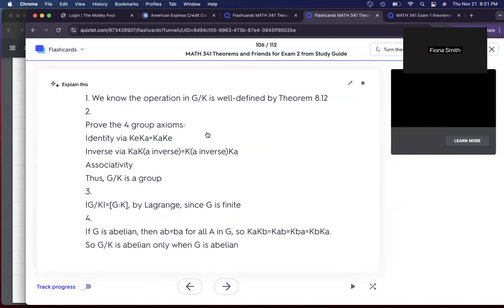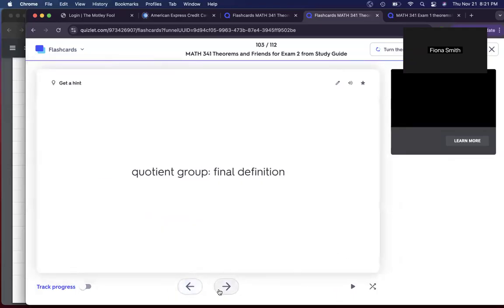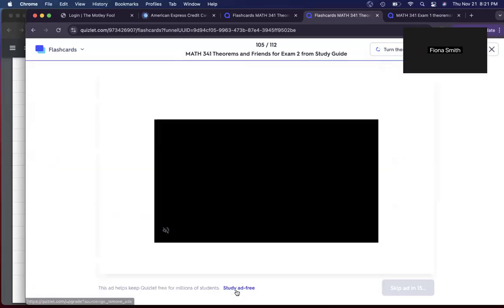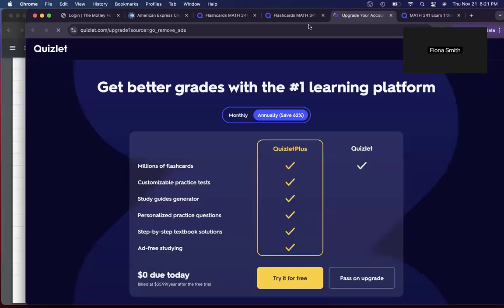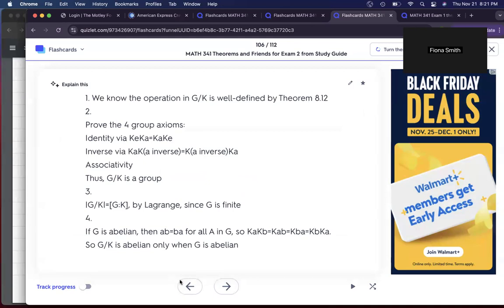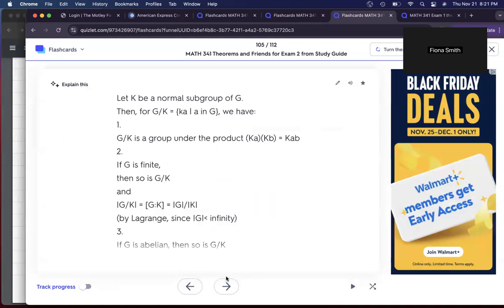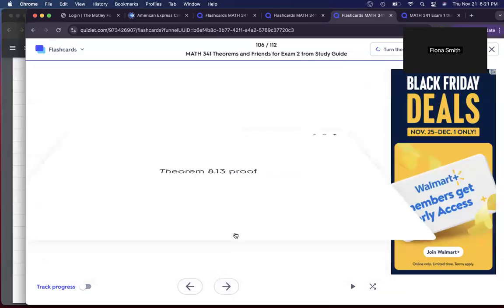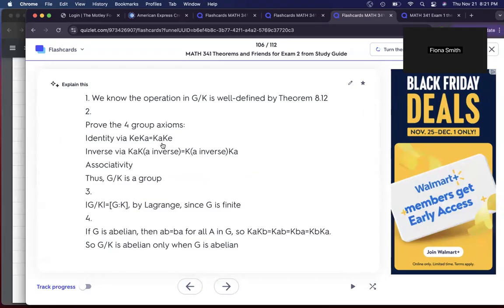We know the operation in G mod K is well defined by Theorem 8.12, which was here. That was saying well defined. So this first part is already done. The second one, if G is finite, then we have G mod K is finite, and we can quickly tell the order of it.